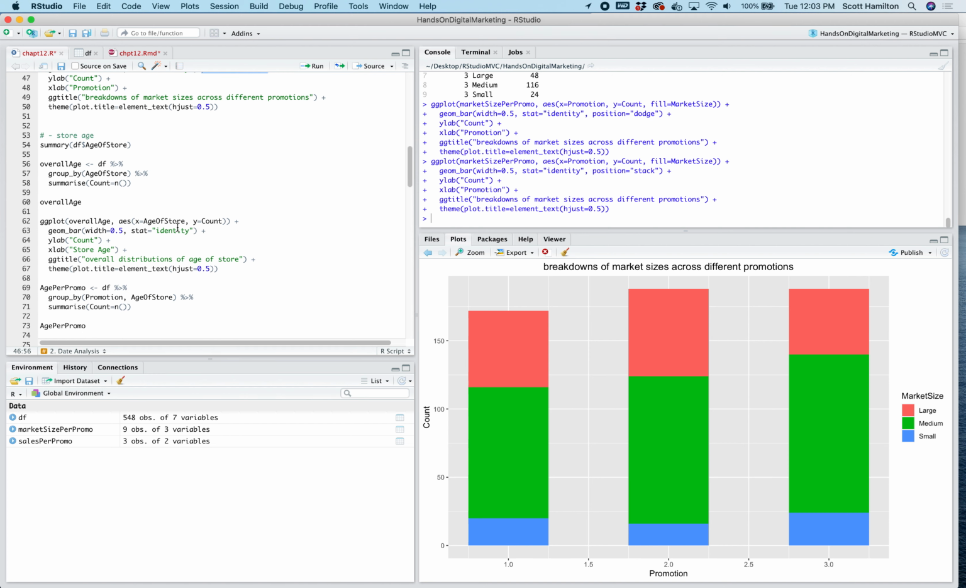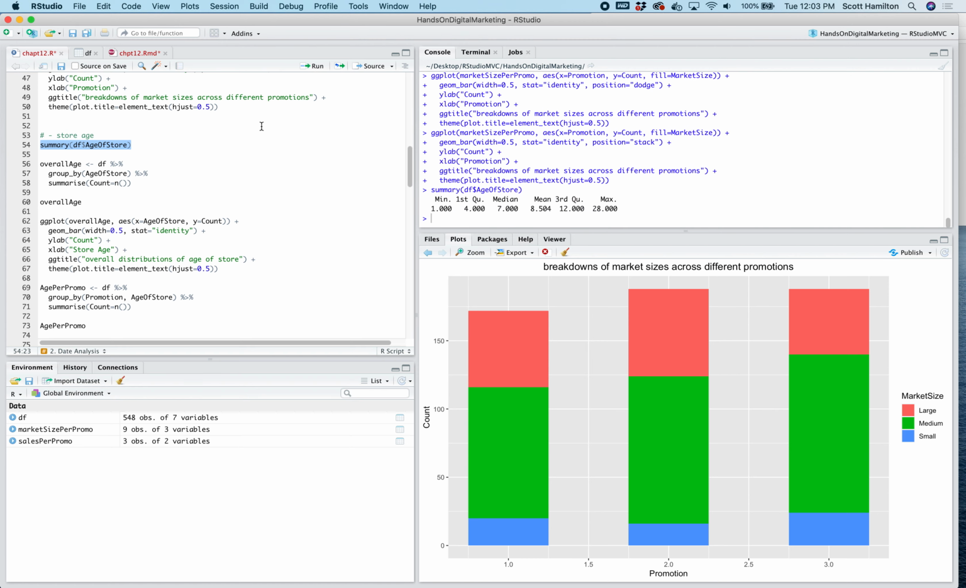Now we're looking at age of store. So this is a summary of just that one column there without any other group bys or divided by things. So our max store age is 28, our minimum is 1, and then our mean is about 8.5.